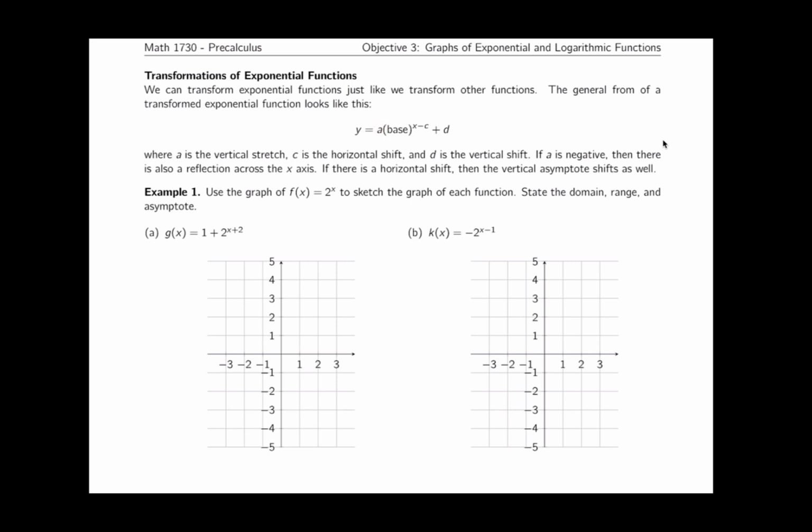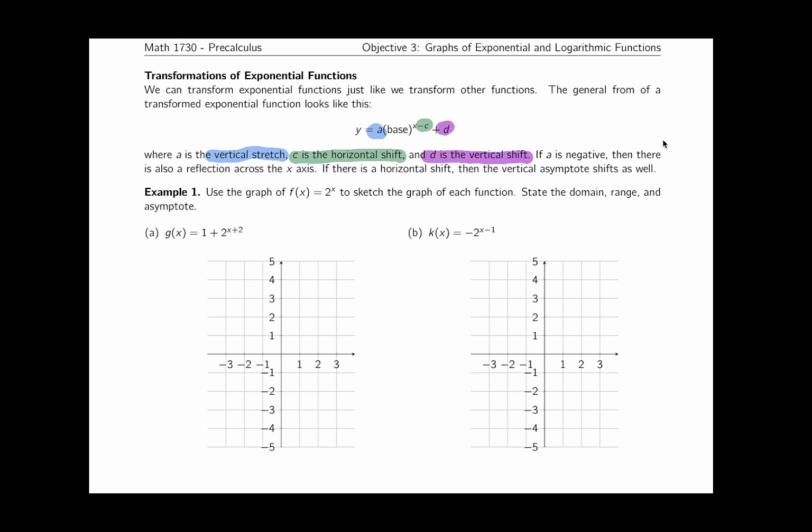This number in front, if we multiply by a number a, that's what we call the vertical stretch. If we add or subtract a number from x, this c is the horizontal shift. X minus c is going to move it right c units, and if it was x plus c, it would make it move left c units. And then d is going to be a vertical shift. Plus d, if d is positive, would make it go up, and a minus d would make it go down. If a is negative, then we're also going to have a reflection across the x-axis.